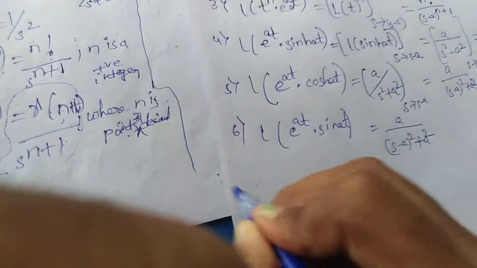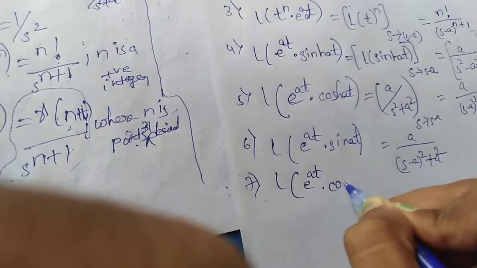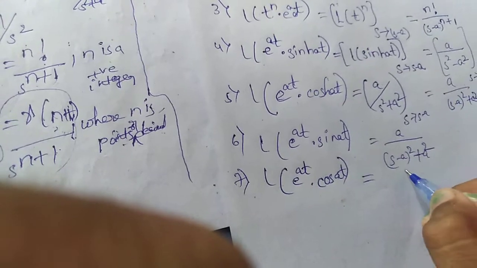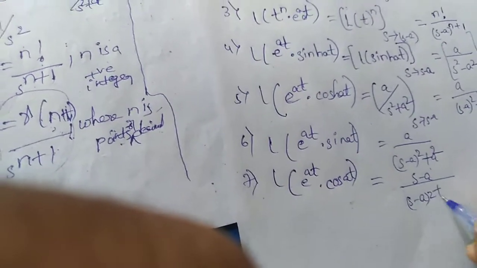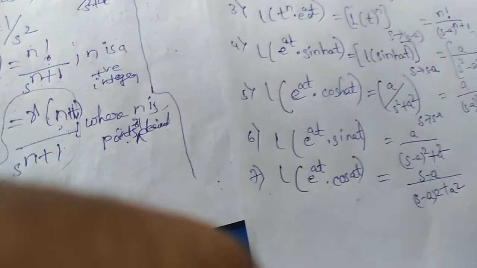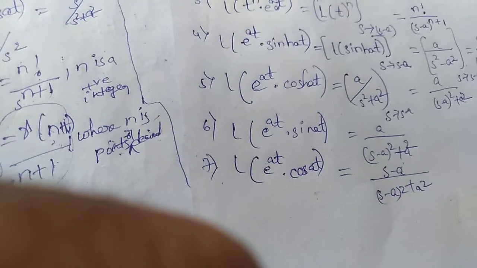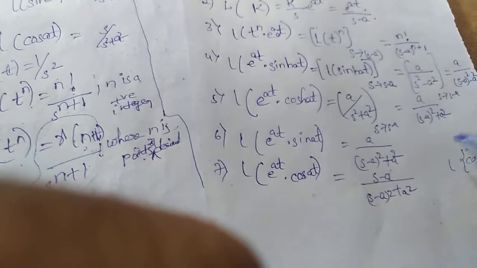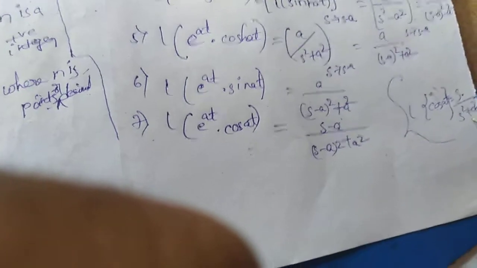Next, L of e power at into cos at will be s minus a by s minus a whole square plus a square. Why here s minus a? Because the formula of cos at is s by s square plus a square. L of cos at equals that, so for that we mention only in the place of s we write s minus a.